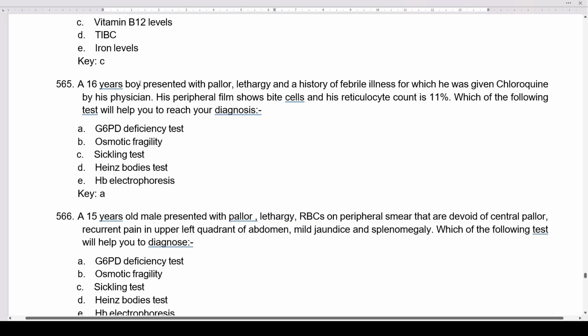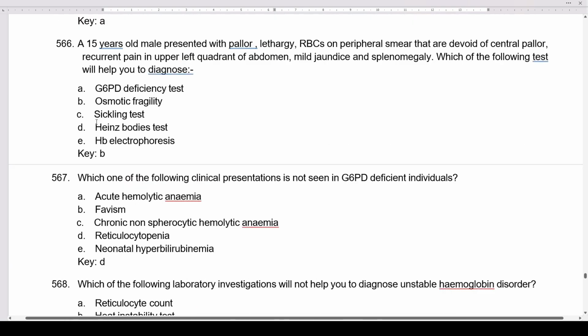Next is a 16 years old boy presented with pallor, lethargy, history of febrile illness, for which he was given chloroquine by his physician. The cells shown in the peripheral blood are bite cells, and reticulocyte count is raised. So it is a case of hemolysis, most likely after an antimalarial drug. So it is a case of G6PD deficiency, and we have to do the G6PD deficiency test. Okay, 566.